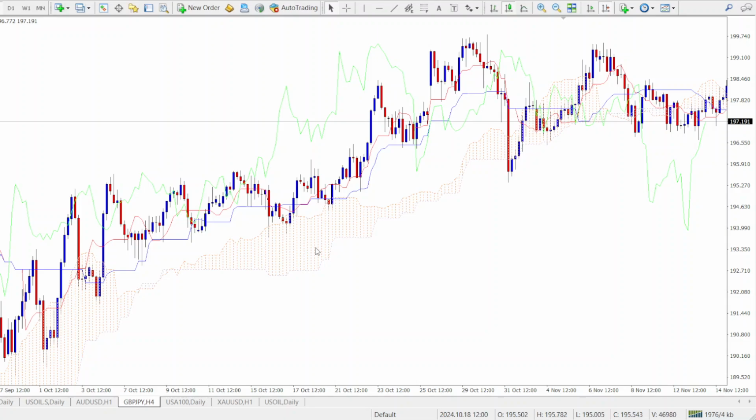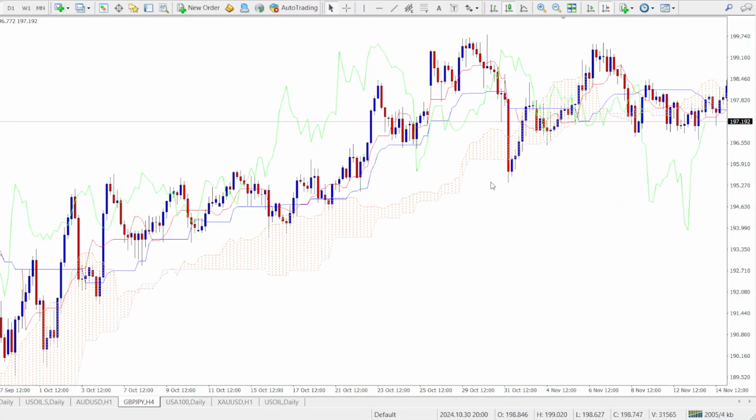This hatched section of the indicator is what we call the Ichimoku cloud. So this specifically is the Ichimoku cloud indicator, while the other components, the Tenkan-sen, the Kijun-sen, the Senkou Span, are other components of the Ichimoku Kinko Hyo. But in this video, we want to focus on the cloud itself.